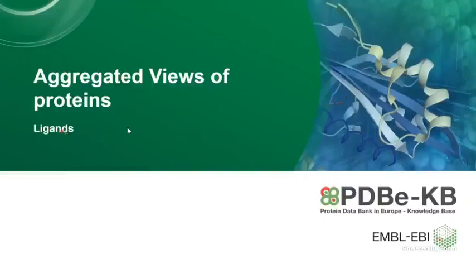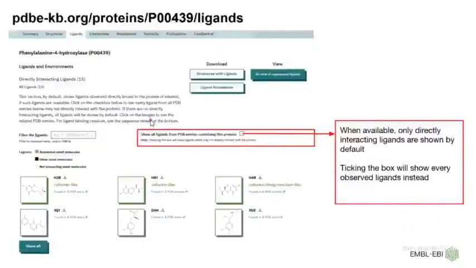Moving on to the next section, which is the ligands information on the aggregated view of proteins. This is how the ligand page looks. This section shows you all the ligands. By default, it only shows the ligands which are directly bound to the protein of your interest. However, if you click on this button, you can see all the ligands which may or may not be directly interacting with your protein.